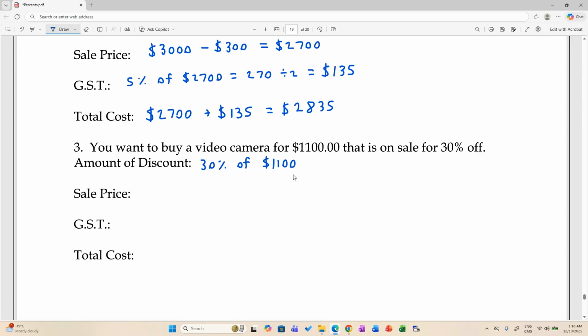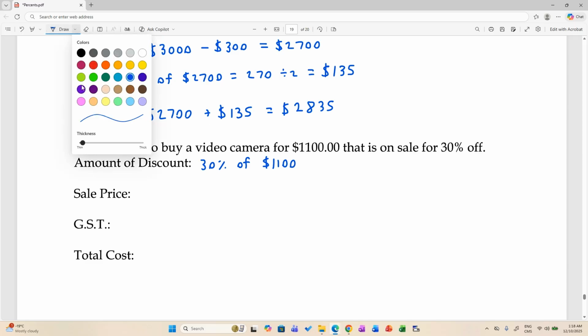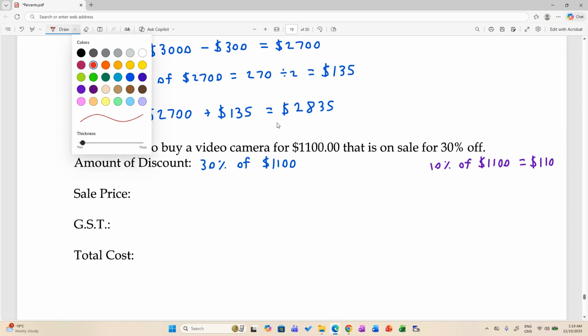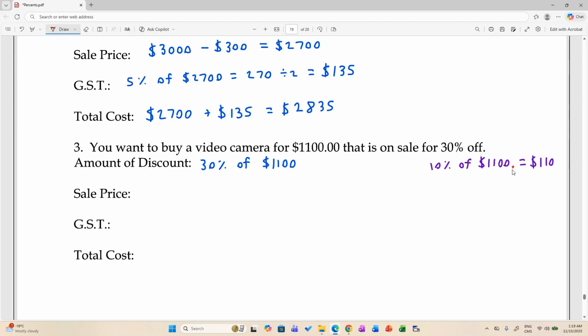Now, 30% of 1,100. First things first, let's find 10% of a number first, right? So 10% of $1,100 is simply going to be $110. And I know that because anytime you find 10% of a number, you have a decimal and you simply just move it back one to the left. So the decimal is now here, so it should be 110.